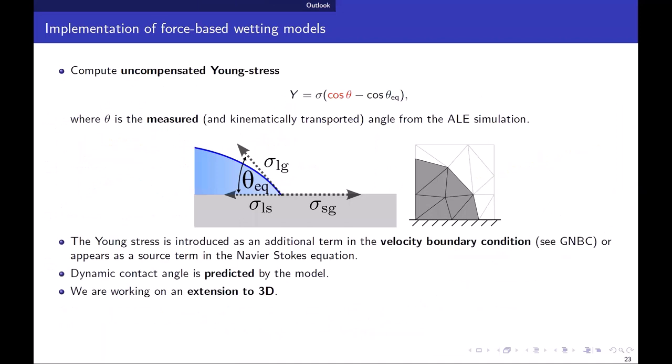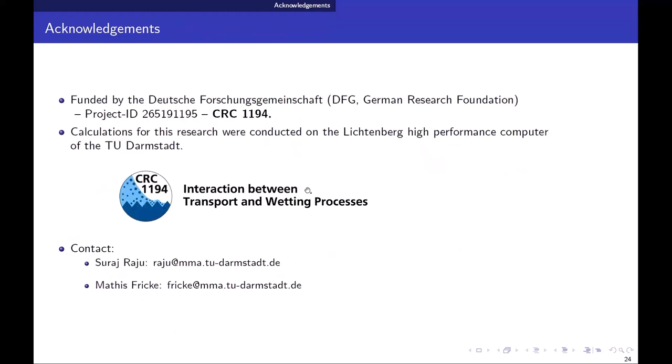So just a little more on the outlook. This measured contact angle goes into something called the uncompensated Young stress, which allows us to have a local force equilibrium at the moving contact lines. And this has other applications to capillary rise, which is our other work, and extension to 3D droplets is also going on right now. So I would like to conclude by thanking the DFG for funding the CRC and my subproject, which is involved in this, and the high performance facilities at the TU Darmstadt. Thank you.